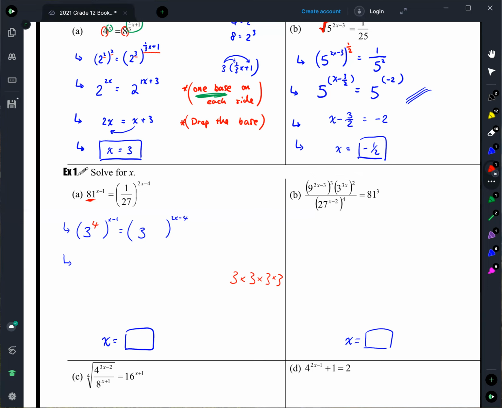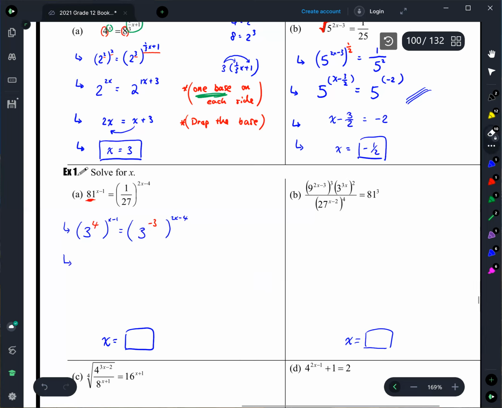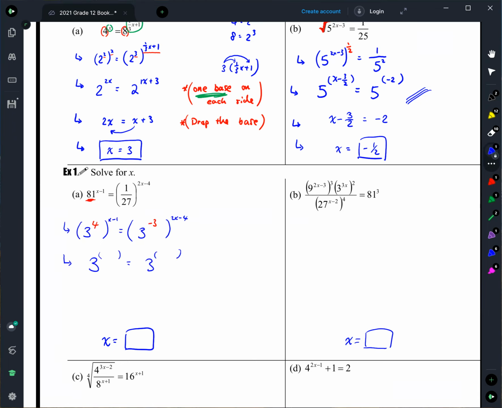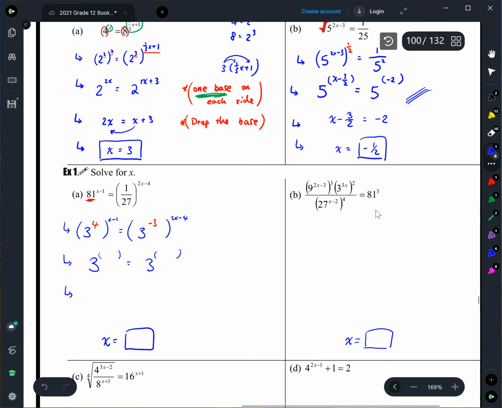3 to the what? Oh, it becomes 3 to the 3. Yeah, 3 to the -3. Very good. Okay. And then keep on simplifying. You need to get to the point when you have one base and one exponent. Okay, one base, one exponent before you can drop. Okay, if you already got the final answer, please raise your hand.